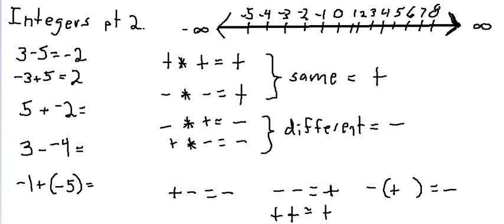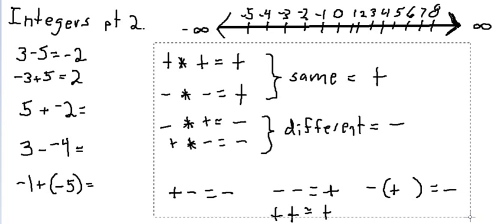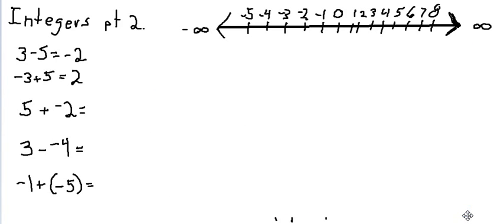And this will really help us out a lot when they make things a little bit more complicated. So if the signs are different when they're right next to each other, it's a minus. If it's the same, they're a plus.